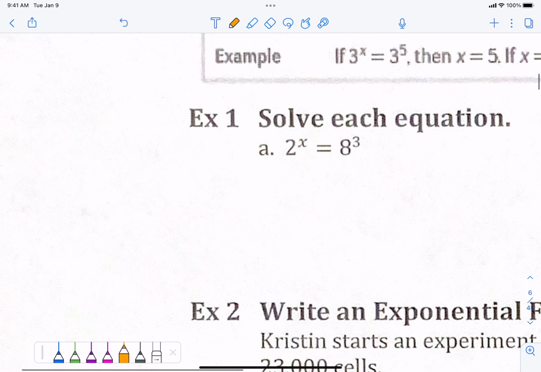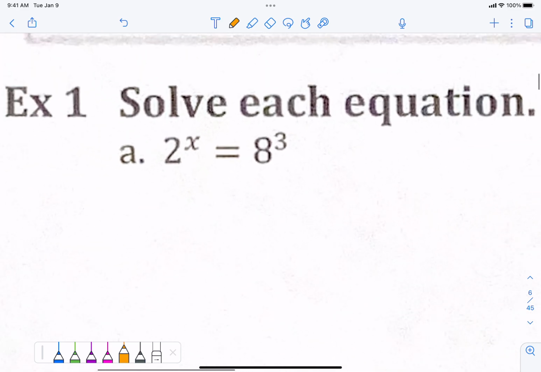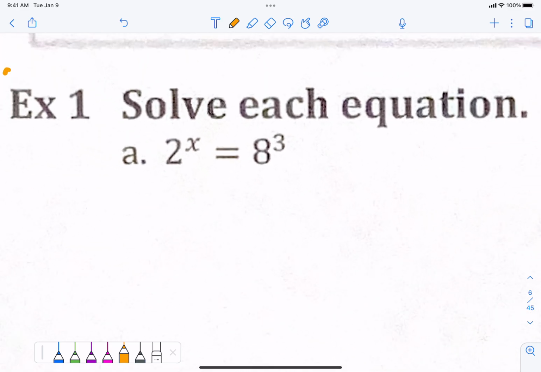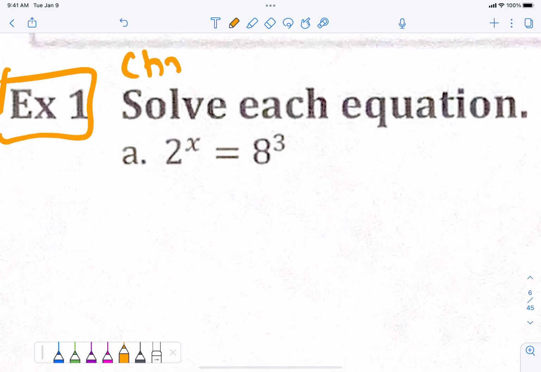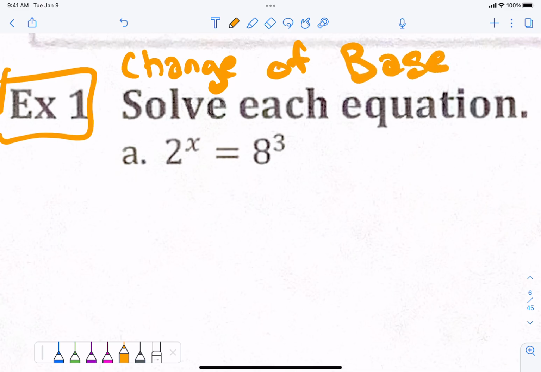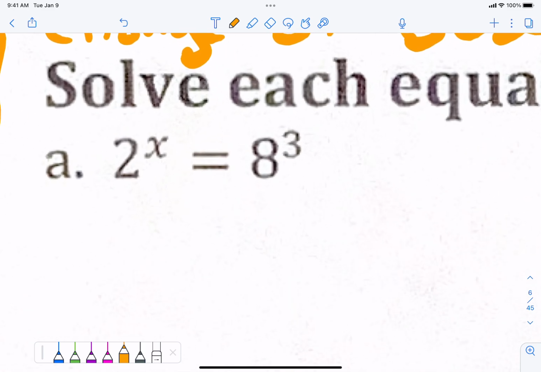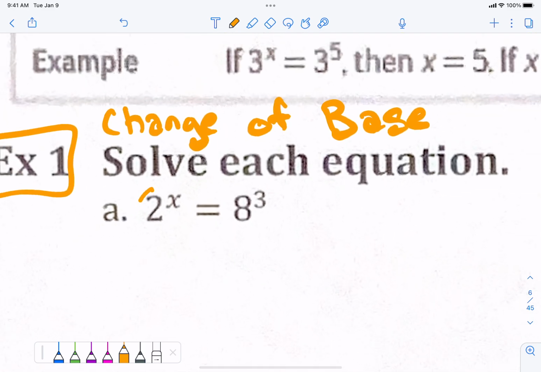Let's go down here and start with A. This strategy, example 1, is called the change of base. What we're going to try to do for these problems is change the base. So let's identify what the base is on each side. Here, this has a base of 2. This one has a base of 8. Those are the big numbers, the base numbers.